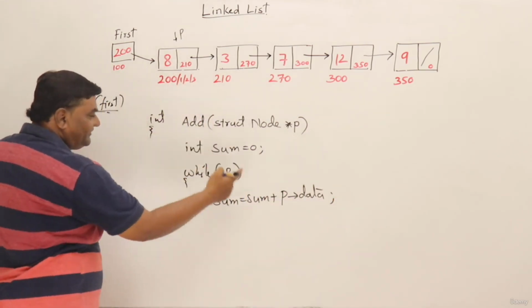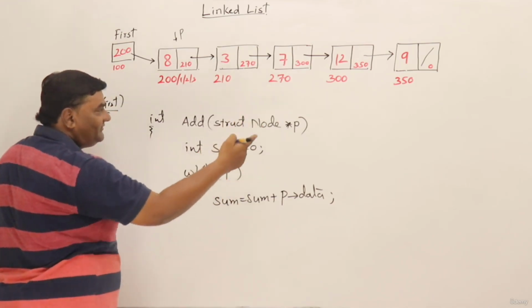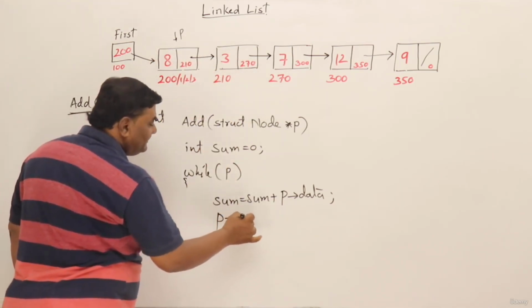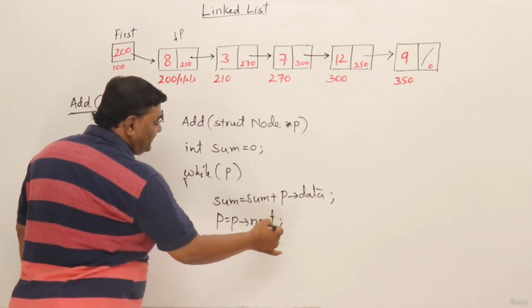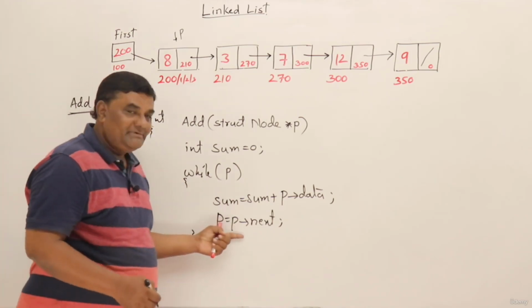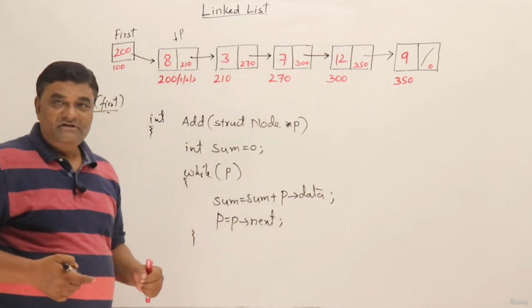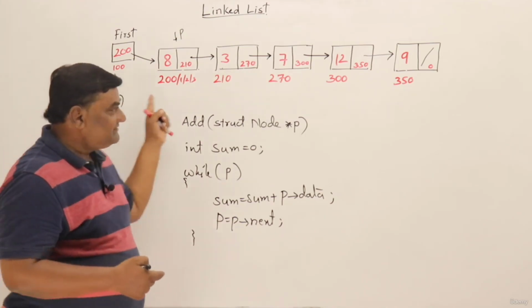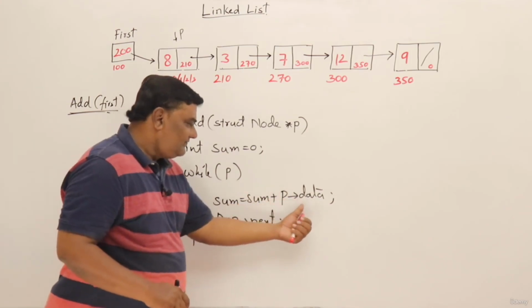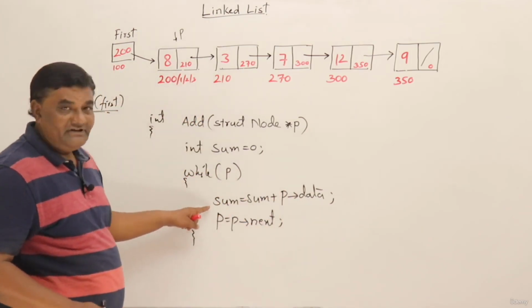First time 8 will be added to this one, and next time 3 will be added. Like that, I want all of them to be added. For that, I should move p to the next node: p assign p's next. If you remember, in the previous examples we have seen this while loop and the statement p assign p's next. This makes p move on all the nodes one by one, so it helps us traverse the linked list. While traversing, we just go on adding the data in sum, so I'll get the sum of all the elements in the variable sum.